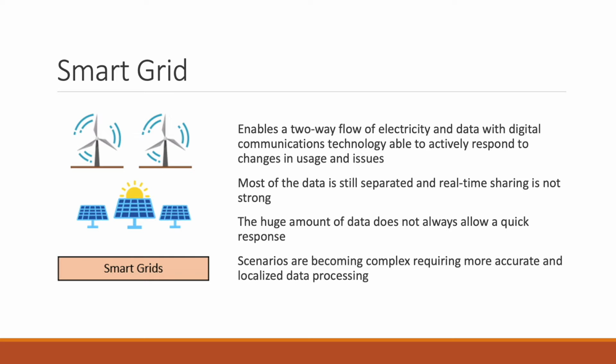The smart grid is a vision of the traditional power grid integrating with green and renewable technology. However, there still exists a certain degree of energy inefficiency inside. First, in terms of grid operation, most of the data is still separated and real-time sharing is not strong. Second, various smart terminals collect a large amount of data and the quick response to changes in demand is insufficient. And third, as new scenarios appear and become more complex, there still exists a lot of energy waste in such a smart grid.